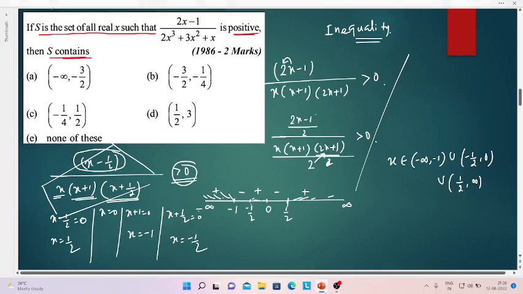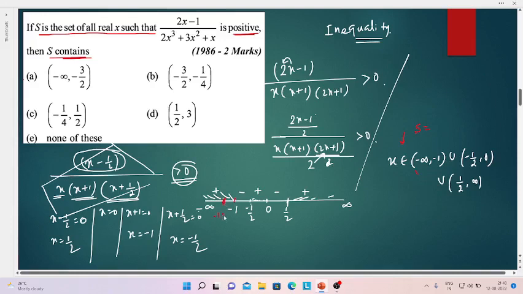So let me check the options. So in the first option, you can see that S contains S, this is the set S, right? This is the set S. So does minus infinity to minus 3 by 2 contain in that particular set? Let me check. Minus 3 by 2 is nothing but minus 1.5. So minus 1.5 somewhere around there, right?